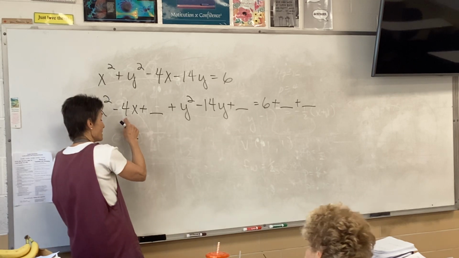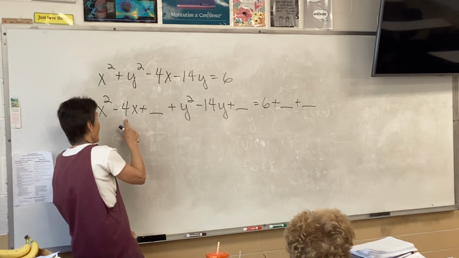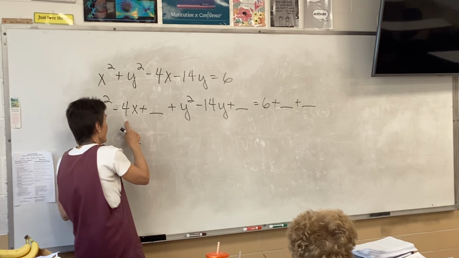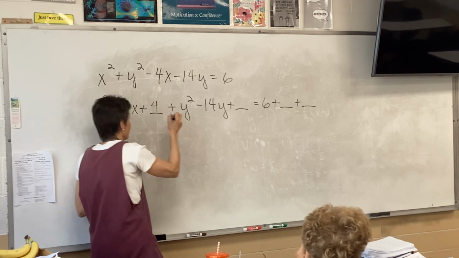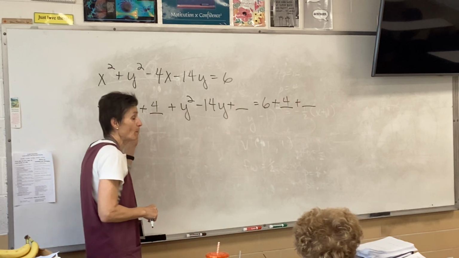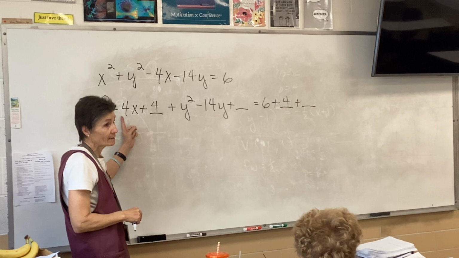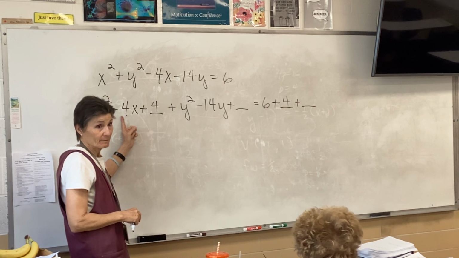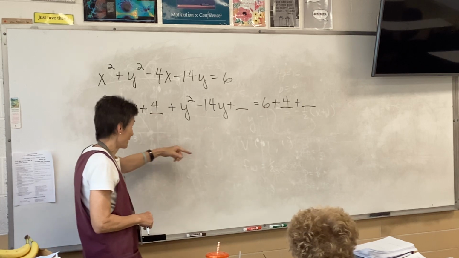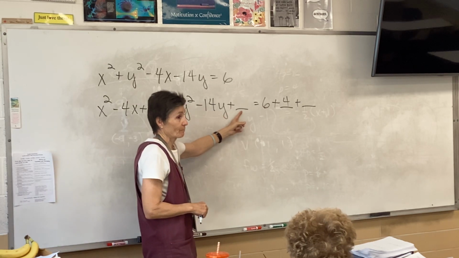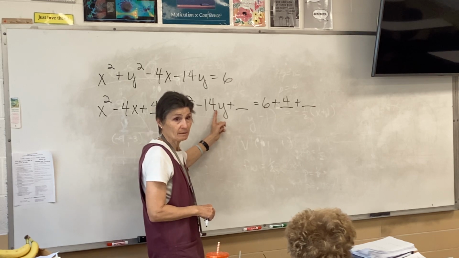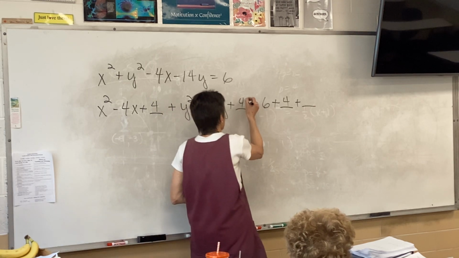Half of this number, the plain x, half of 4 is 2, and then I square it, so I get 4. Now, do not get confused by the negative. Remember, you are squaring, so it's never going to be negative. That number's never going to be negative, because you're squaring to get it. All right, so what's going to go here? 49. Half of 14, 7 squared, 49.